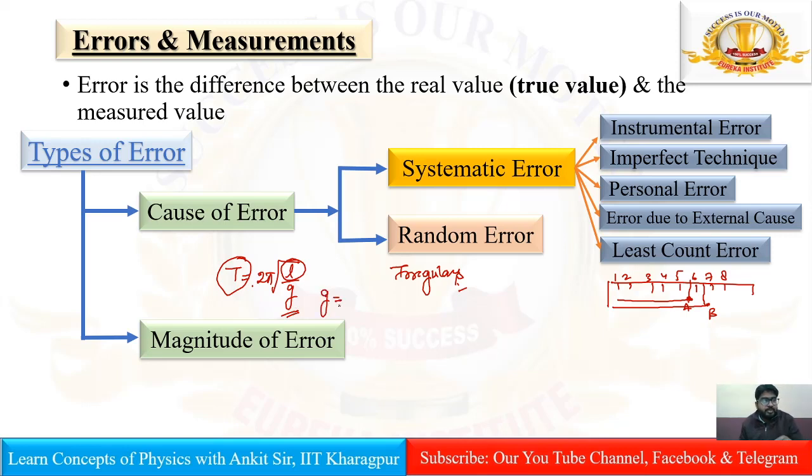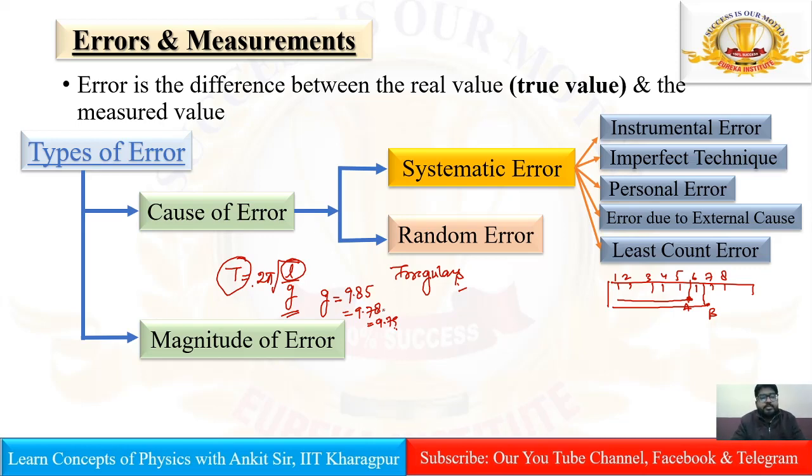g in different experiments. For example, let's say in one experiment we found 9.85, in the next experiment we found 9.78, and in the next experiment we found approximately 9.79. These are all correct values, but the variation is unknown. You can't find the reason for these errors. So that is why these are called random errors.